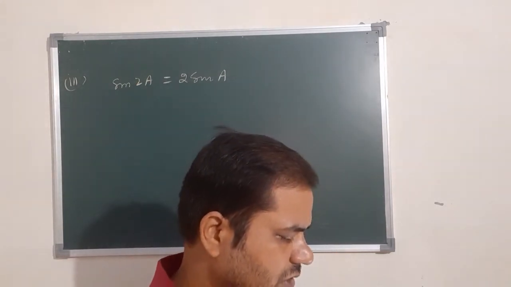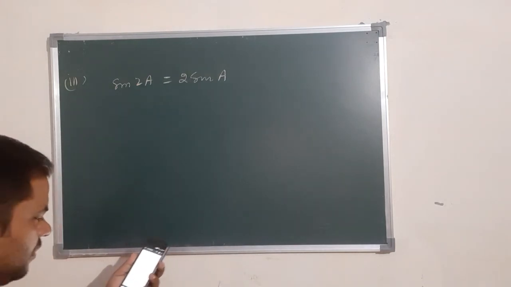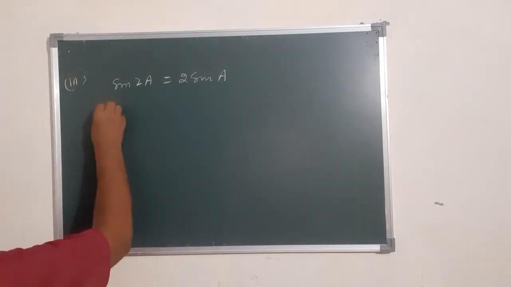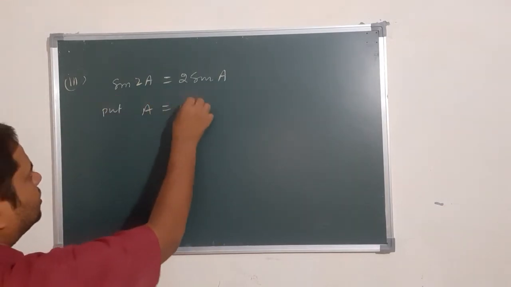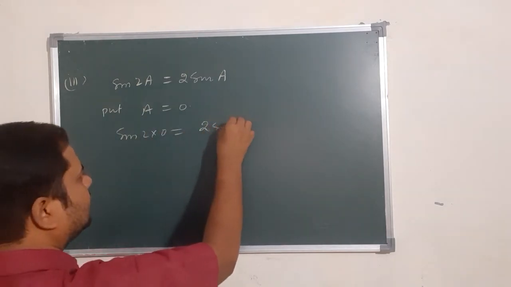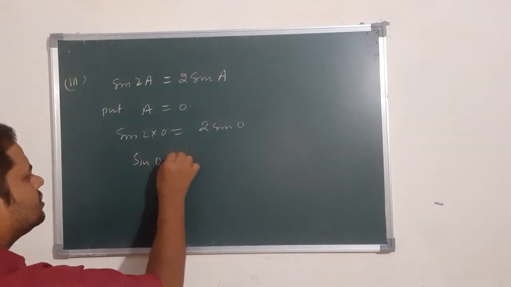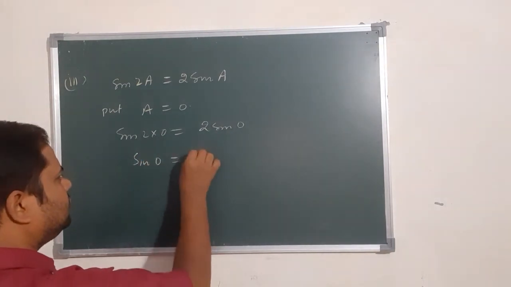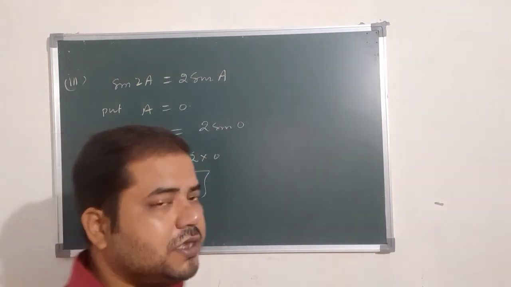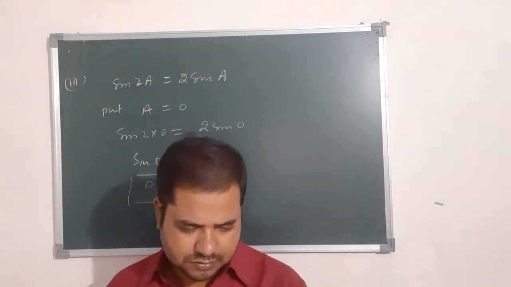Also, if you put 45, this is also not a correct answer, because this is sin 90, which is 1. If we put A equal to 0, then sin 2A is equal to 2 sin 0. Sin 0 is 0, and this is 2 into 0, so 0 is equal to 0. This is only true when A is equal to 0, because all other values do not hold this condition.